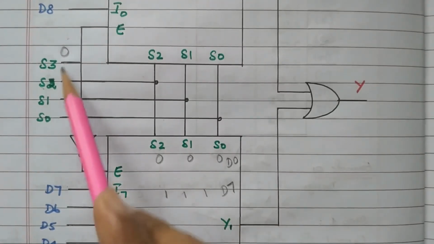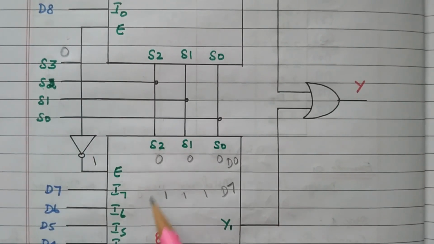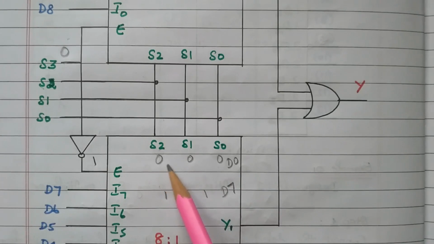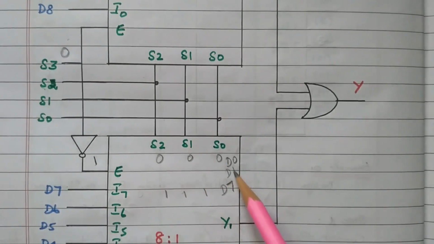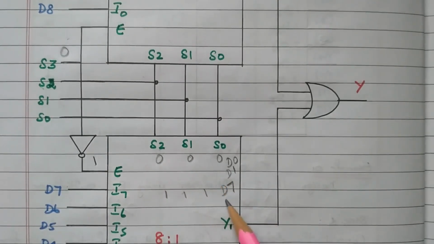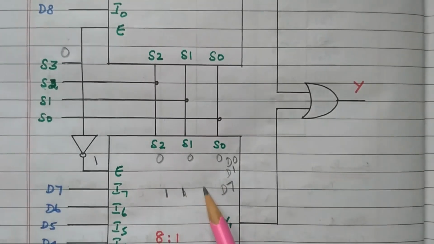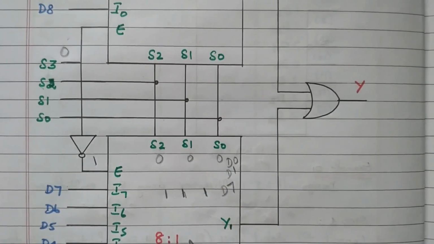So S3 is 0 means the first mux is enabled, and based on the value of the selection lines S0, S1, S2, there are 8 combinations available. For the 8 combinations, out of 8 data, any one data is transferred. For example, the first combination 0, 0, 0 means D0 will be transferred. Next, 0, 0, 1 means D1 will be transferred. Like that, it will go up to D7, that is 1, 1, 1. So when all the selection lines are 1, it will transfer D7, right.